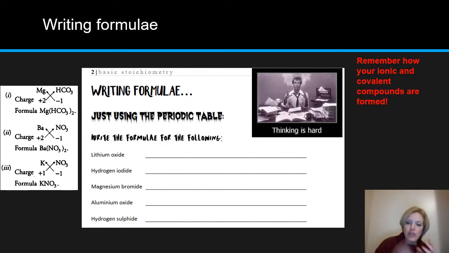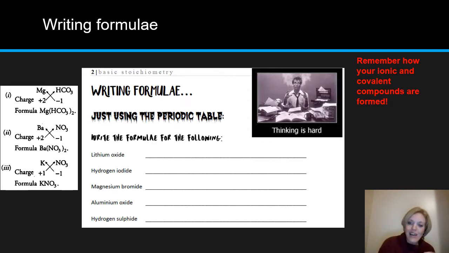I want you to think back to chemical bonding as well as atomic structure, when we spoke about charges or oxidation states of different elements, as well as how different elements bond together. So ionic bonds are what? The electrostatic attraction between a positive ion and a negative ion. What is a covalent bond? A covalent bond is the sharing of electrons. So just keep that in mind while we are working through these formulas.